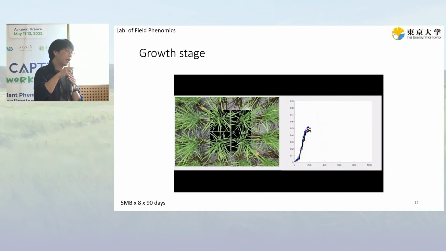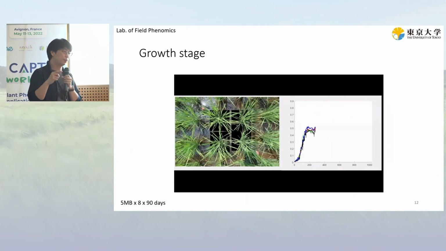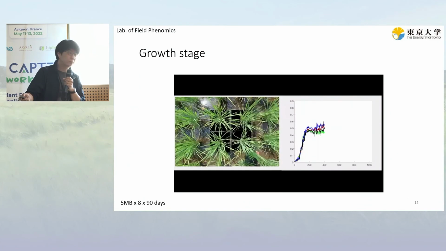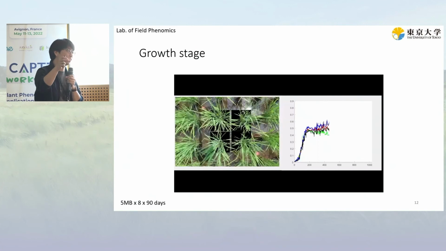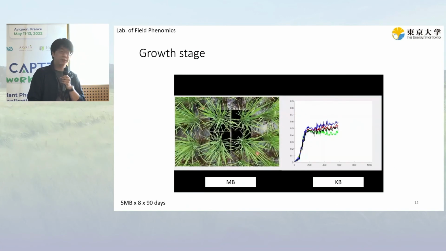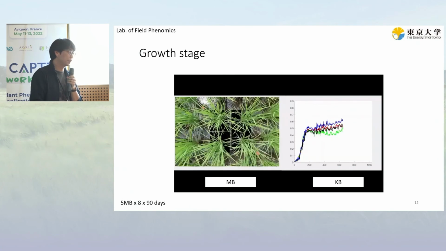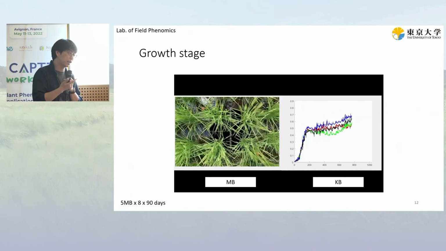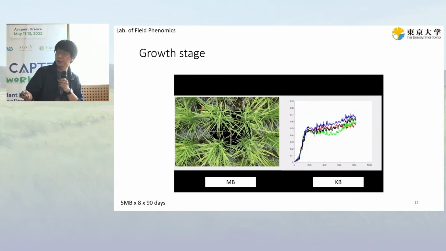So here it comes to the most important part, why we need edge computing. We have the pictures, right? We put an IoT camera into the field. We have at least 3 to 10 megabytes for one picture. And if you take 8 pictures a day, you have a lot.